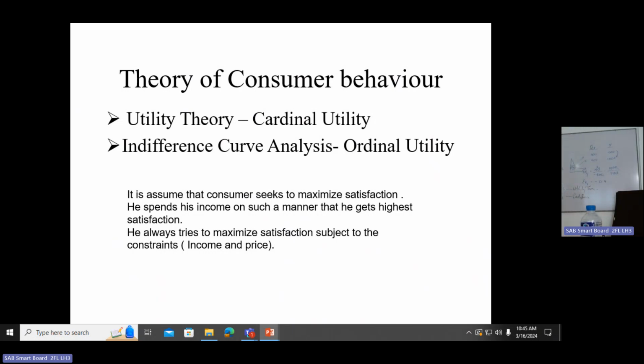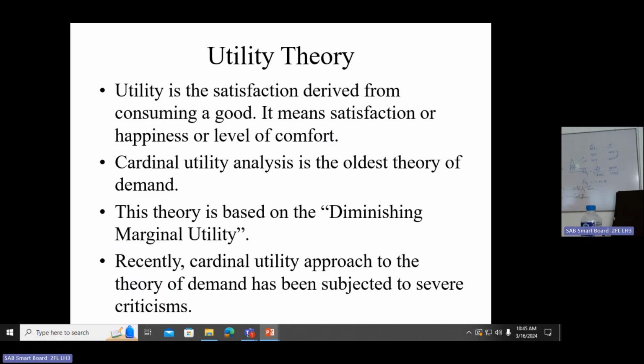Now, in this case, we take income as the main constraint, and we need to remember the price is also there as a constraint. So now, utility theory first: that is the first theory we are going to talk about.